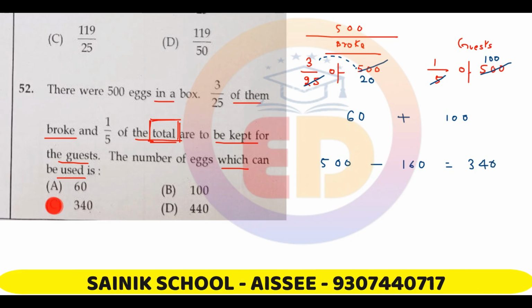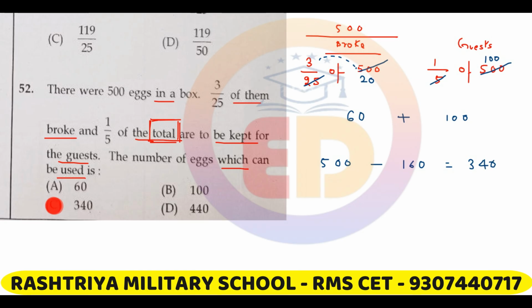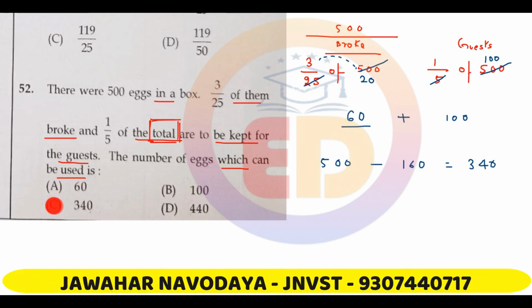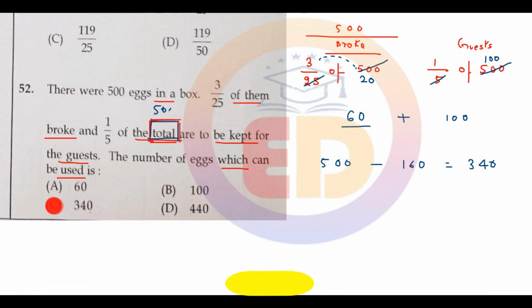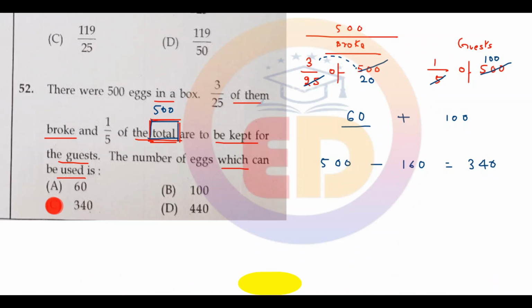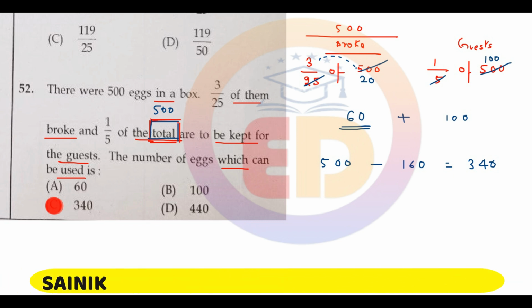तो 3 by 25 टूट गए थे और 1 by 5 टोटल में से गेस्ट के लिए. तो इसमें एक कन्फ्यूजन बच्चों को हो सकता है कि 3 by 25 एग्स मतलब 60 हटाने के बाद 1 by 5 लेना है. तो यहाँ पर उन्होंने टोटल लिख के दिया है, तो इसका मतलब हमें 500 में से ही 1 by 5 लेना है. अगर आप 500 में से 60 माइनस करने के बाद जो बचे उसका 1 by 5 निकालेंगे, आपका आंसर रॉन्ग आ जाएगा. आंसर इज ऑप्शन सी.